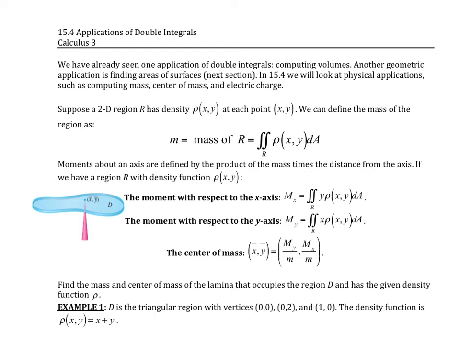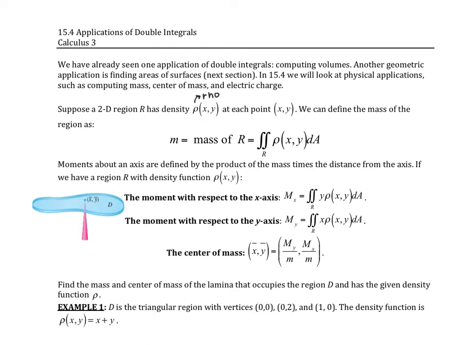So, suppose you have a 2D region, R, that has a density function rho. This is the Greek letter rho, spelled R-H-O. Rho of xy at each point xy. So we can define the mass of the region as being the double integral over the region of rho xy dA. So that would be our mass of the region.